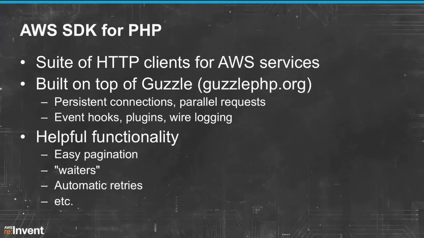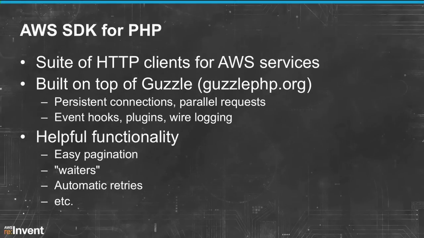It gives us access to a lot of really powerful features that Guzzle provides, like persistent HTTP connections, which allow you to utilize the same open socket over and over. It also provides the ability to send requests in parallel. So you can send 50 requests in parallel, and you're only as slow as your slowest request at that point.